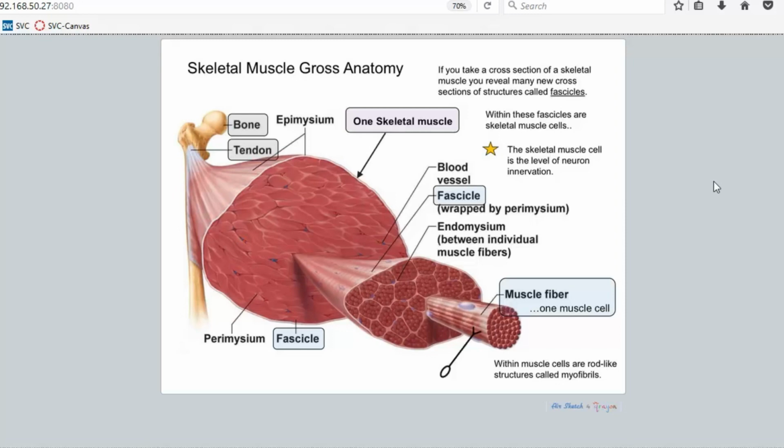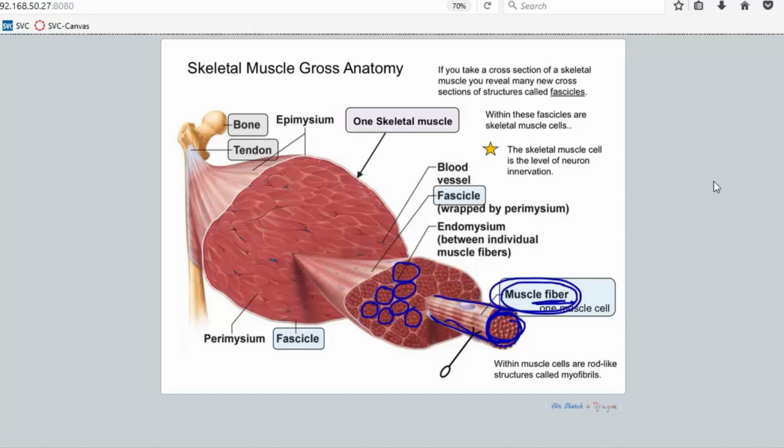And what you see are all these individual cross-sections, which is what we're looking at right here, and these are called fascicles. So each of these individual guys is called a fascicle. Now, if we look within a fascicle, you can see that there are other cross-sections. This next level of cross-sections that we're dealing with right here, those are actual skeletal muscle cells. Those are muscle fibers, skeletal muscle cells. So this is one muscle cell right here.